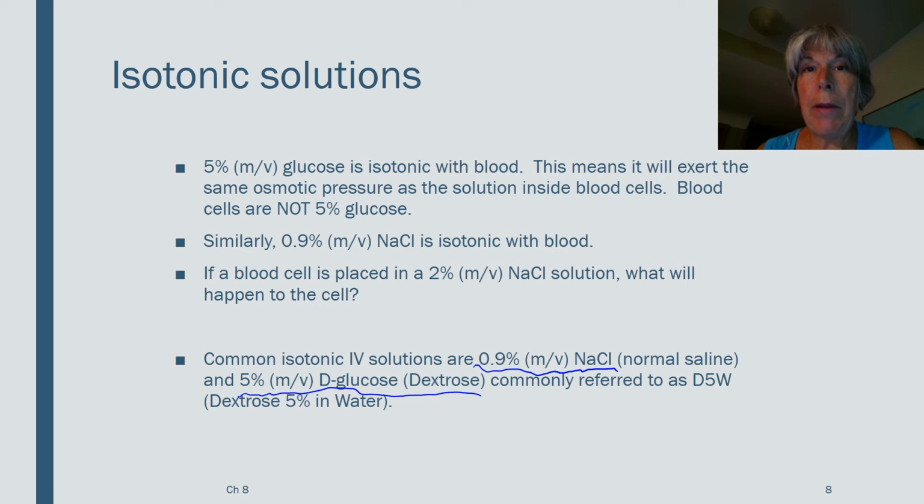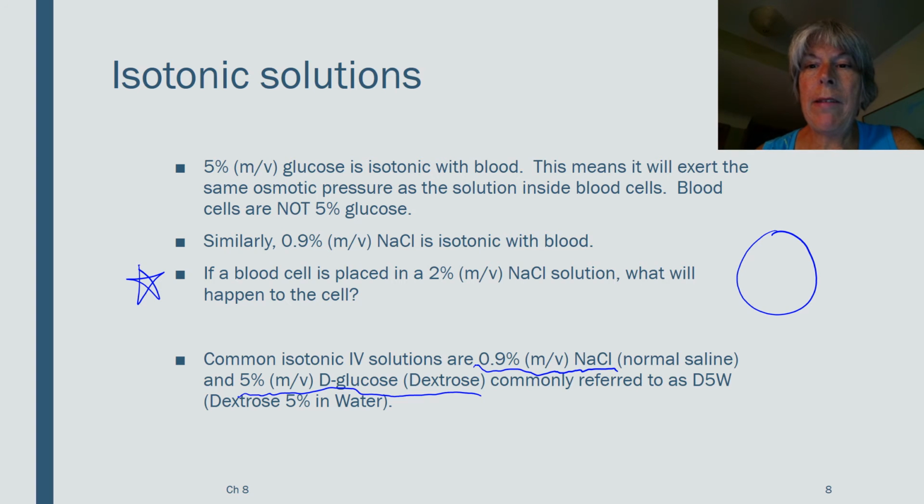Now, keeping in mind that a 0.9% solution of sodium chloride is isotonic with blood, what do you think will happen if a blood cell is placed in a 2% sodium chloride solution? Take a moment to answer, and then come back to the video. I hope that you thought about it in this way.